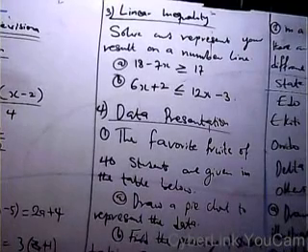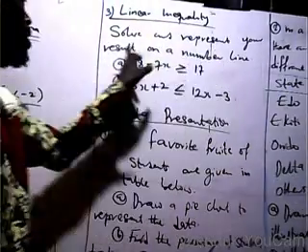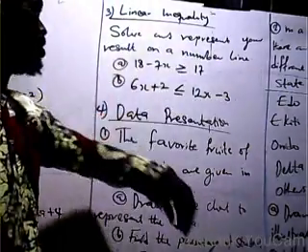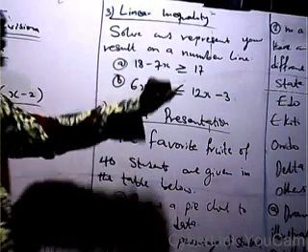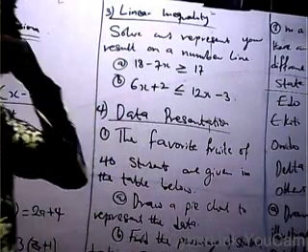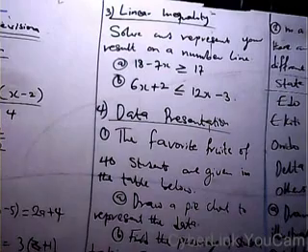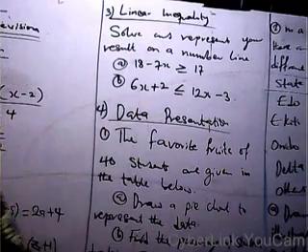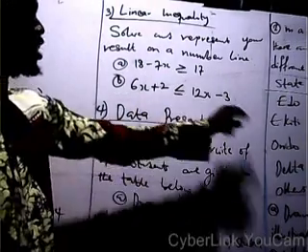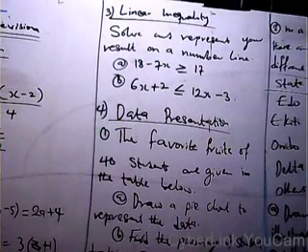Under linear inequality, we have two questions as well. Solve and represent your result on the number line. 1. 18 minus 7x greater than or equal to 17. 2. 6x plus 2 less than or equal to 12x minus 3. That is that on inequality and number line.